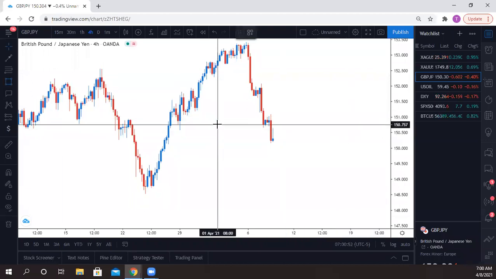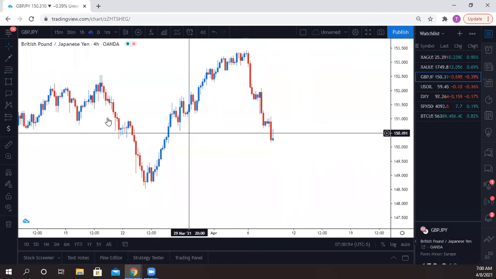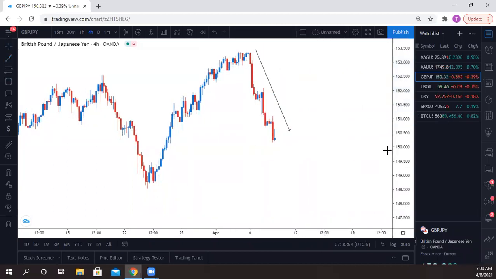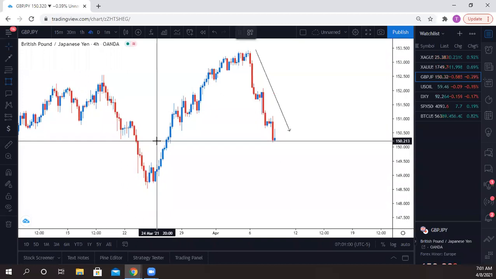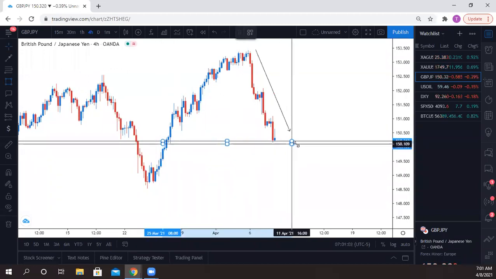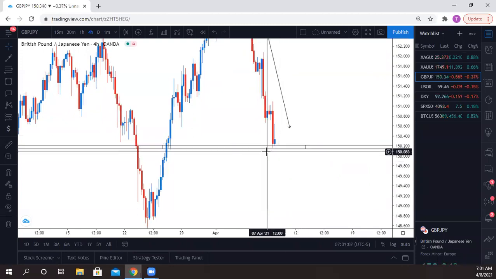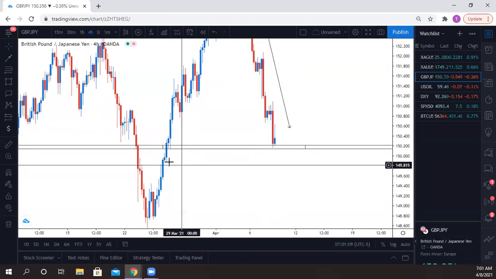So what I like to do here is I'll come in before the session and I'll look at where momentum's at, right? So it's just clearly to the downside. And what I'll do is I'll look for nice clean ranges in the market. So we have, this is a 4-hour time frame. So we have obvious lows here.